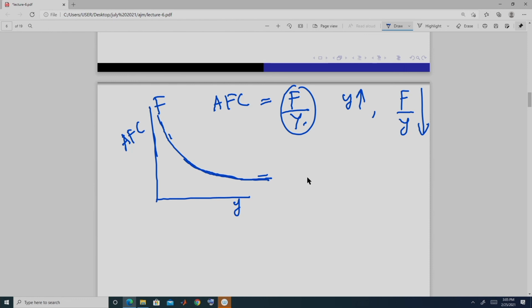So, this is the average fixed cost. So, average fixed cost goes on decreasing. It means that more output gives you less average fixed cost. Less output gives you higher average fixed cost.